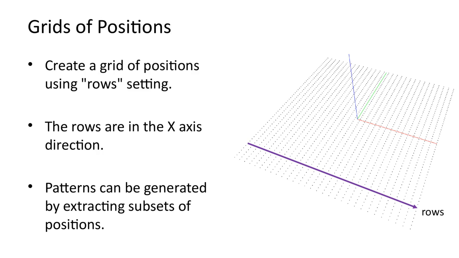Let's start by looking at a grid generated with the rows method. We will assume that the grid is aligned with the global coordinate system. So the rows are aligned with the x-axis. This will make it easier to visualize. However, note that the methods that we describe will work with grids in any orientation. Let's look at how various patterns can be created on such a grid.